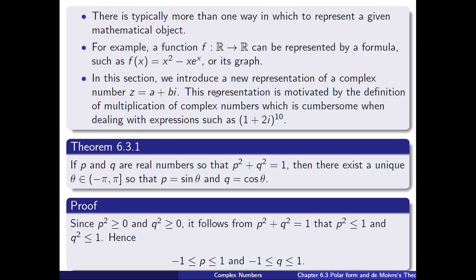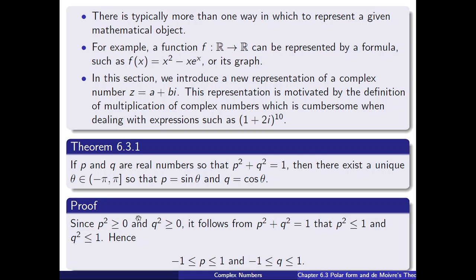So we'll start off with theorem 6.3.1. If p and q are real numbers so that p squared plus q squared is equal to 1, then there exists a unique theta, and the theta is in the interval (-pi, pi], such that p is equal to sine theta and q is equal to cos theta. So this will help us in converting a complex number to write it in polar form.